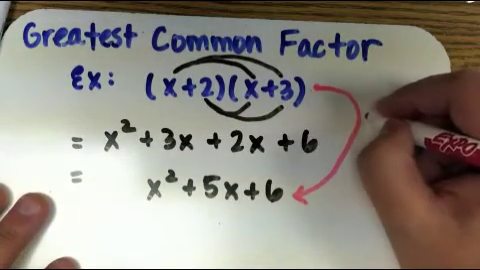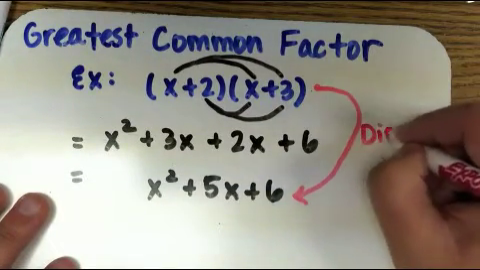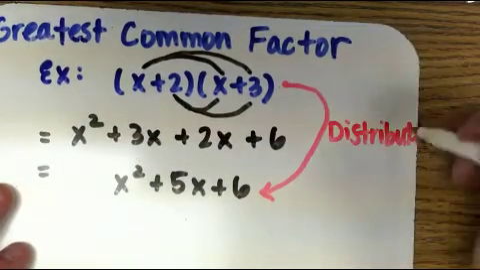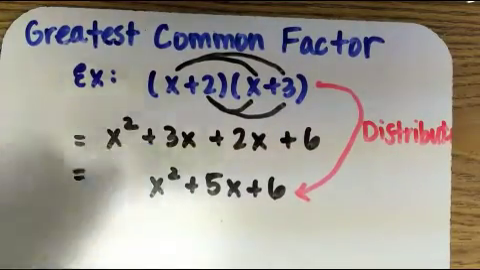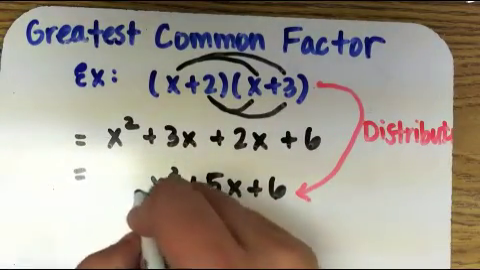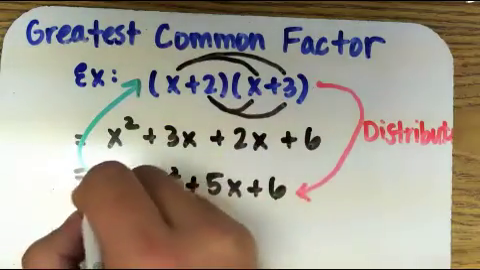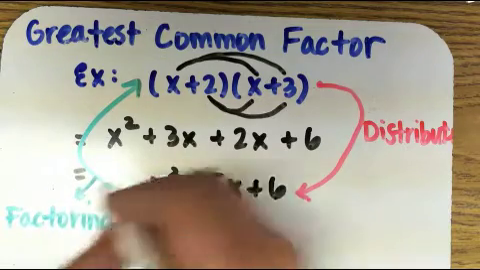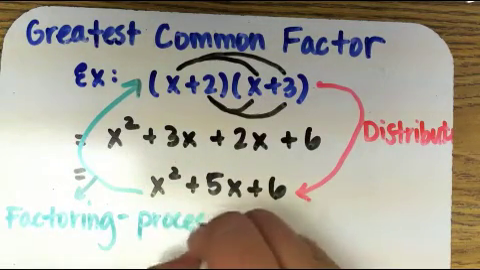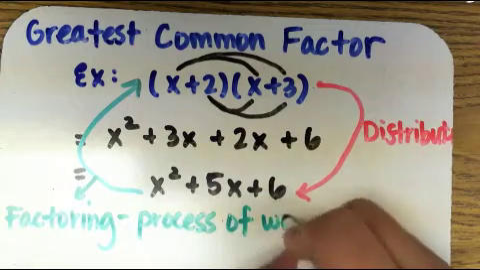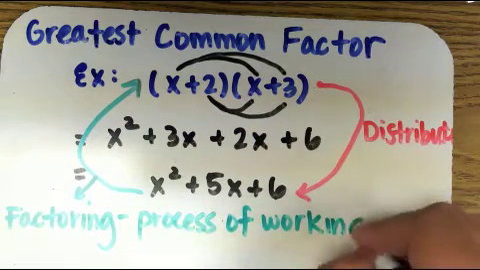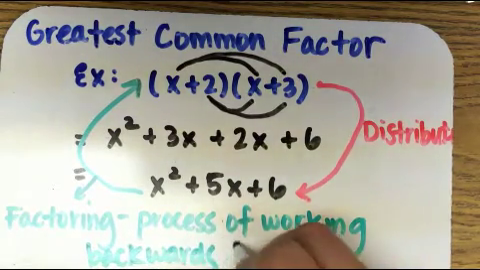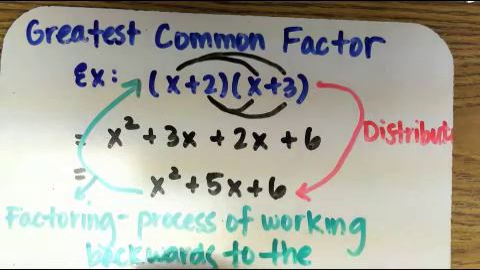So we're multiplying here, or distributing. Now, the process of us going from this answer back to the problem is what we call factoring. So, factoring is a process of working backwards to the problem.